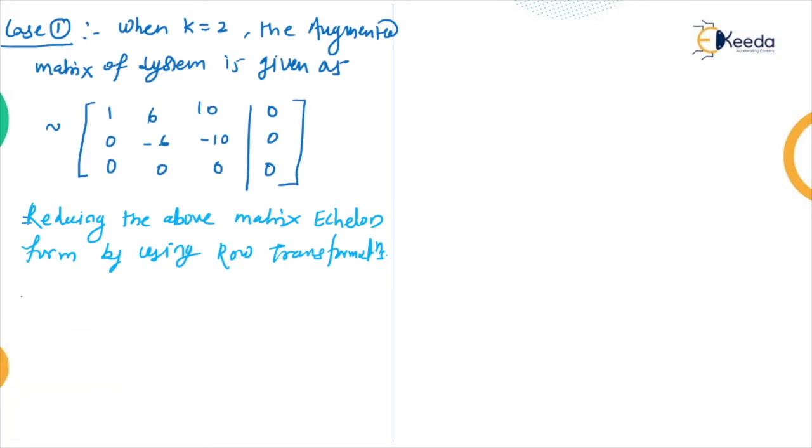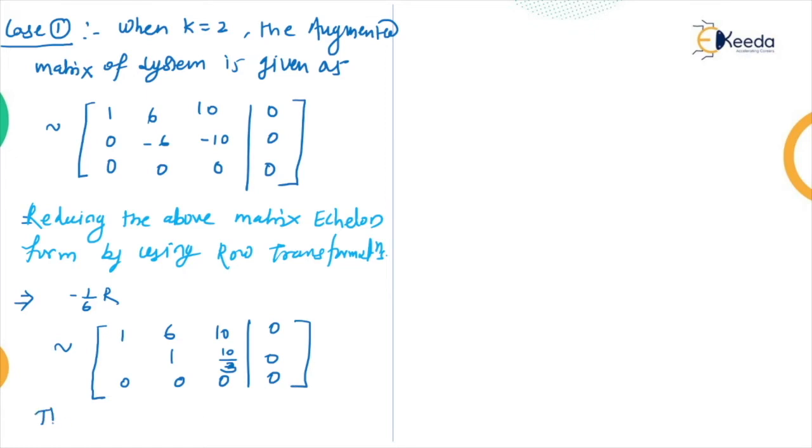We perform a row transformation, minus 1 divided by 6 into R2. So this becomes 1 6 10. There is no change in the first and third rows, so 0 0 0 and 0. The second row third element is 10 divided by 6, that is 10 divided by 3. The next element is 0. So clearly you observe that this is echelon form.